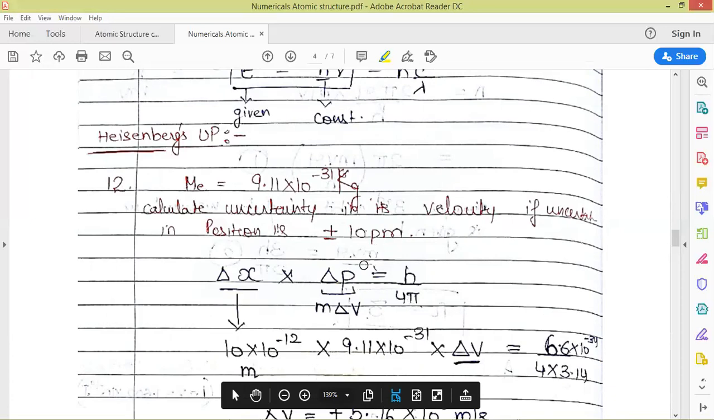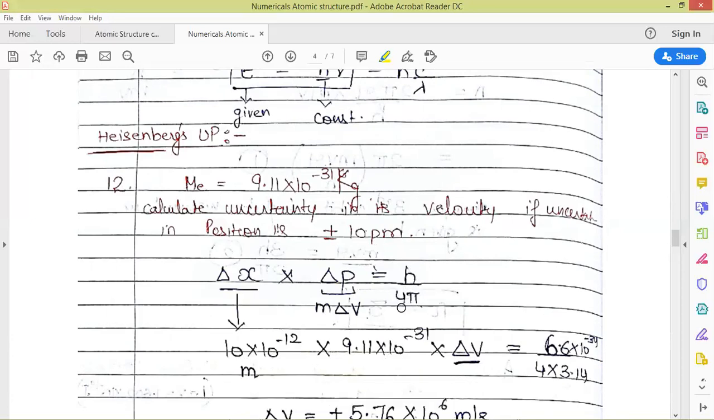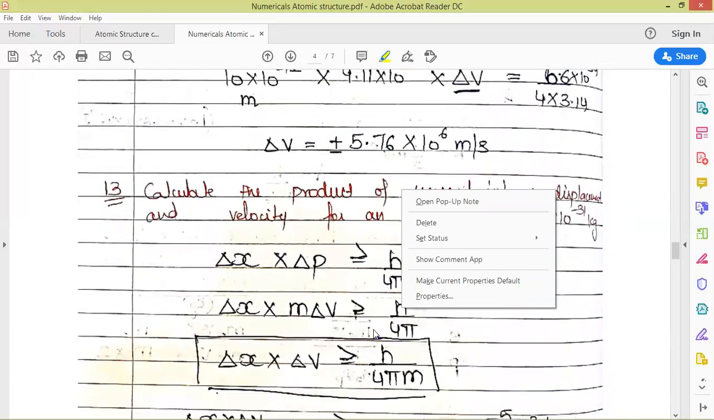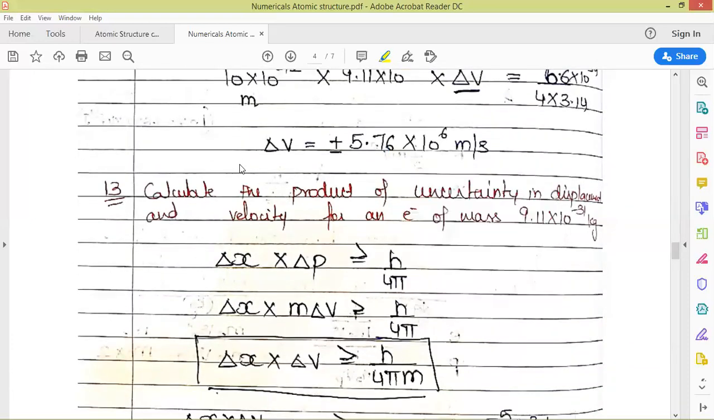Then mass you know, as delta p is equal to mass into delta v. So from here you will calculate the value of delta v, as the right side of the equation is constant. That is, h you already know, 4 pi is 4 into pi, and the value of pi is 3.14. So from here you will get the value of velocity, which will come in terms of plus minus. You will write it as plus minus and the value.